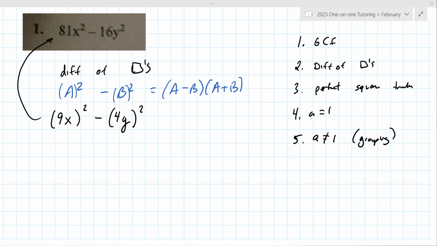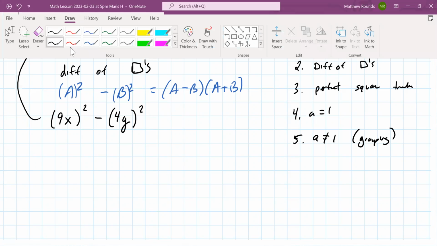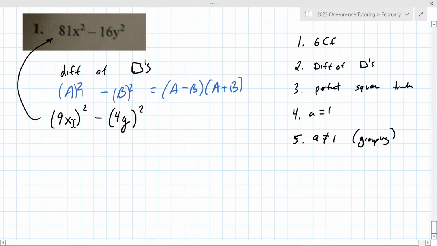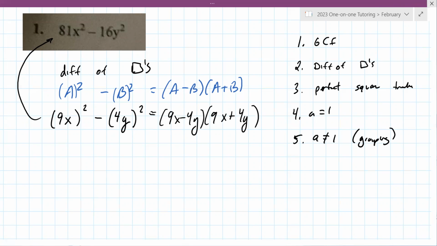What is a in this problem? What is b in this problem? Oh, a is 9x. And b is 4y. Okay, so hopefully you got 9x minus 4y, 9x plus 4y. Okay, I see what I'm supposed to be doing.